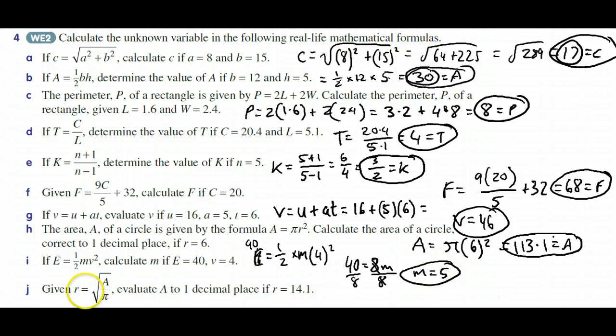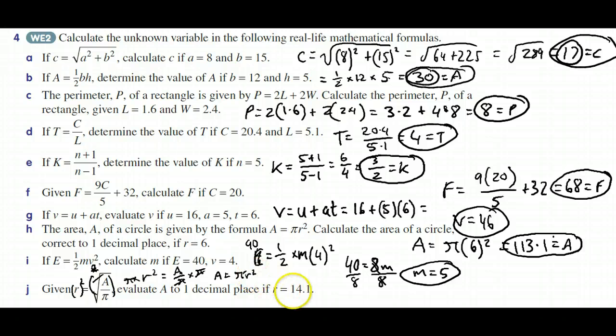Finally, we've got r equals the square root of a over pi. Evaluate a to 1 decimal place. So let's try rearranging the formula first this time. To get rid of that square root, we've got to take the square of both sides. That'll get rid of the square root there. So then we'd end up with r squared equals a over pi, and to get the a on its own, we'd have to multiply both sides by pi, which would give us a equals pi r squared.